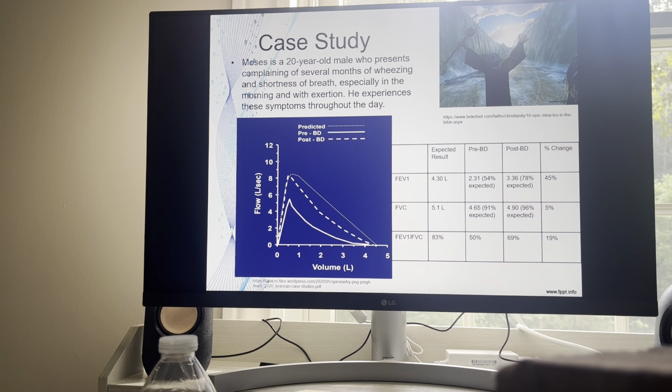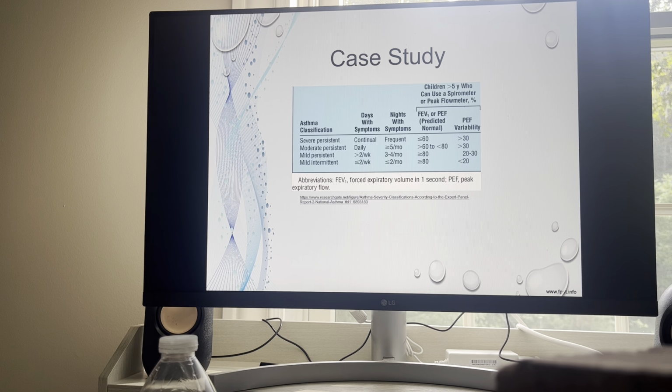Which obstructive lung disease is reversible? Asthma. So he has reversible contraction of his bronchial smooth muscles. All right, we're not done yet. We've diagnosed him with asthma. Where does he classify? Well, he has severe persistent. Notice he has daily symptoms, and his pre-bronchodilator FEV1 was 54%.